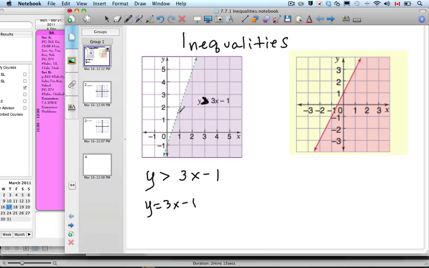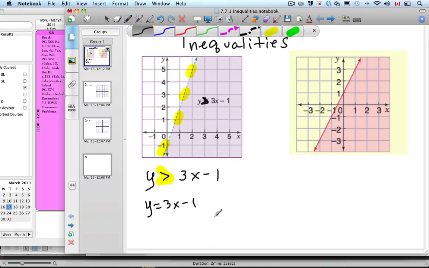Okay. And why is it dotted? If it's equal, it should be solid, right? But if we look at our inequality, there's no equal sign down there. So if it's just an inequality with no "or equal to" symbol, we're going to have a dotted line.